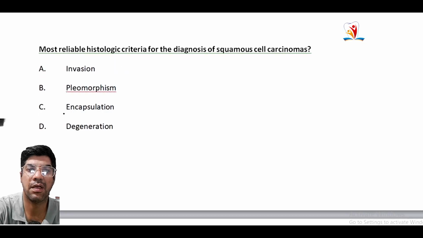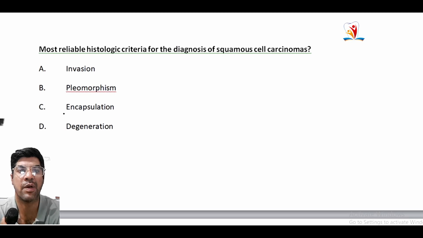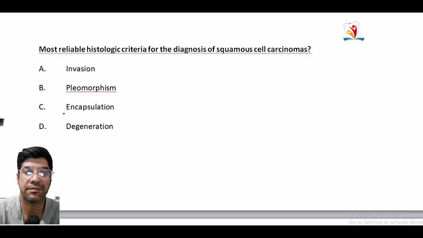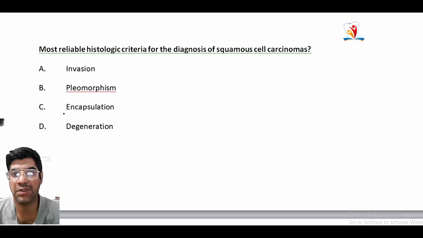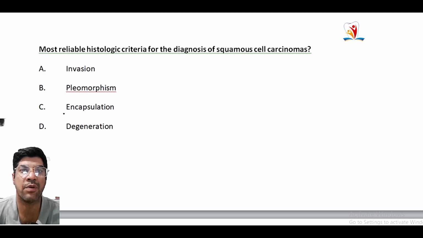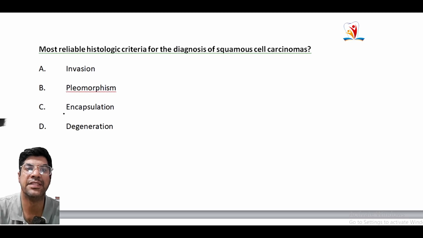The most reliable criterion for diagnosis of squamous cell carcinoma is invasion. The most reliable histological criterion for diagnosis of squamous cell carcinoma is invasion. The presence of invasion into the surrounding tissue is a hallmark of malignancy, and it distinguishes squamous cell carcinoma from benign lesions. So invasion is a key histological feature in diagnosis of cancer.